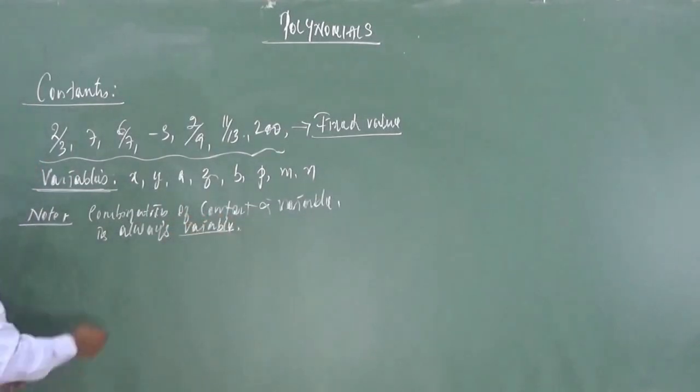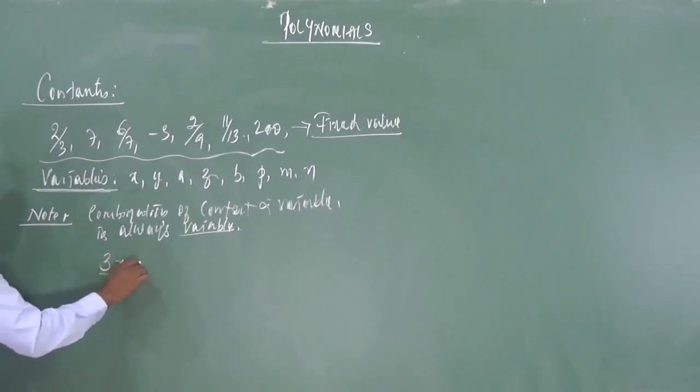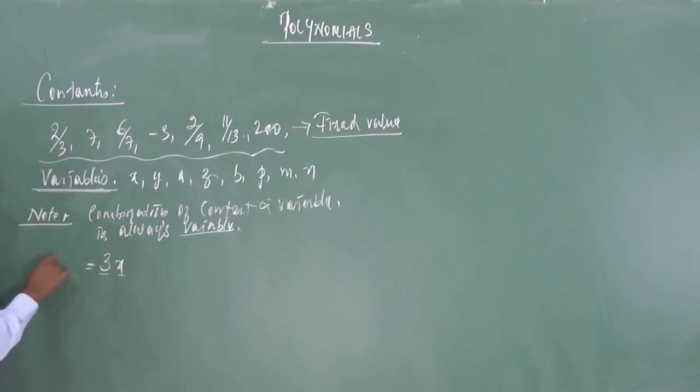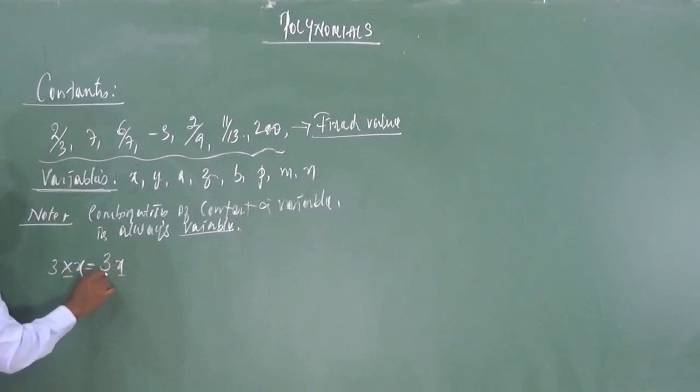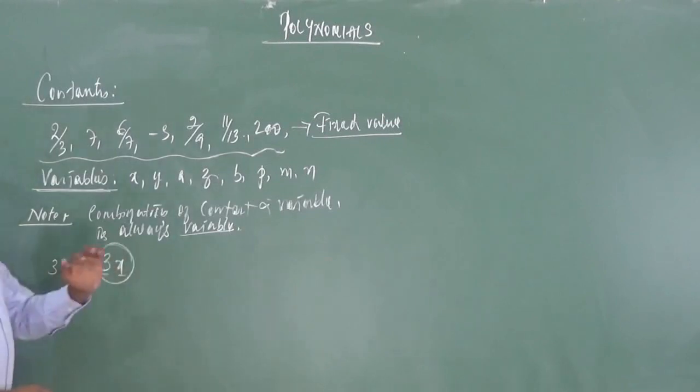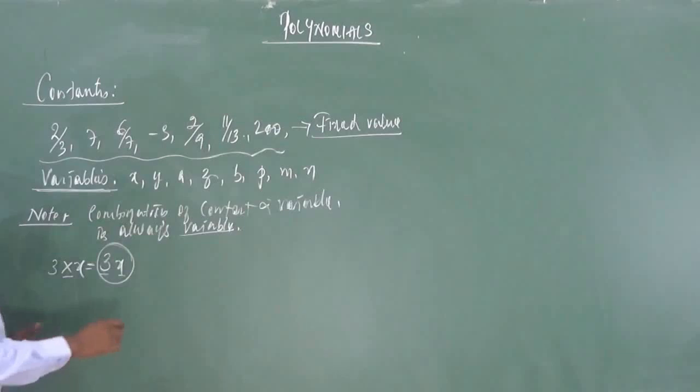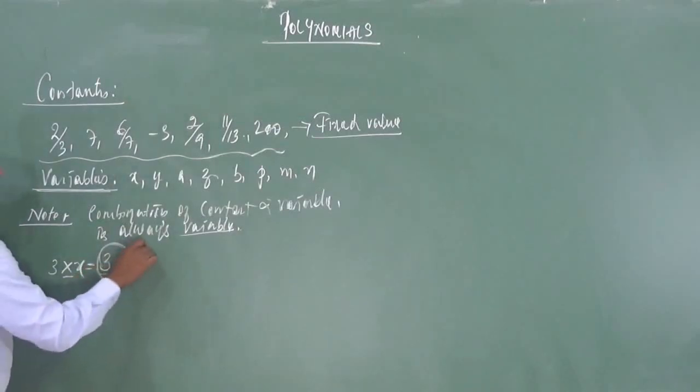Okay. So how is it? For example, 3 and x. 3 is a constant, x is a variable. They have combined together like this, that is 3 into x. They are combined by the multiplication sign. 3 into x is 3x. So 3 is a constant, x is a variable. So what is 3x? Is that a constant or a variable? So here 3x is a variable.